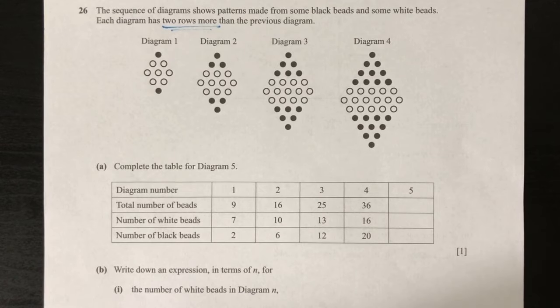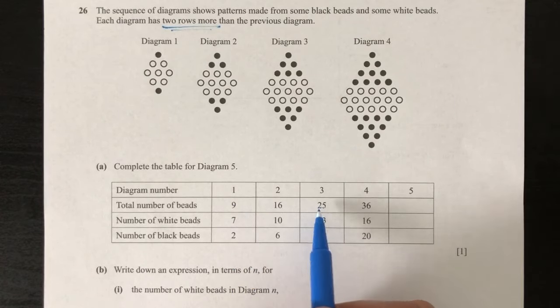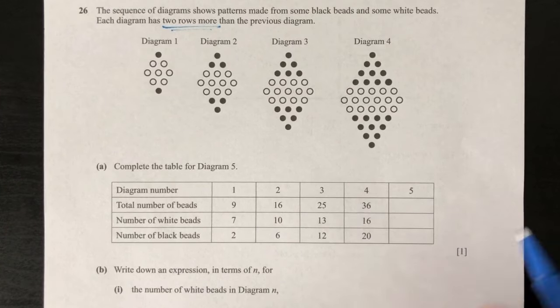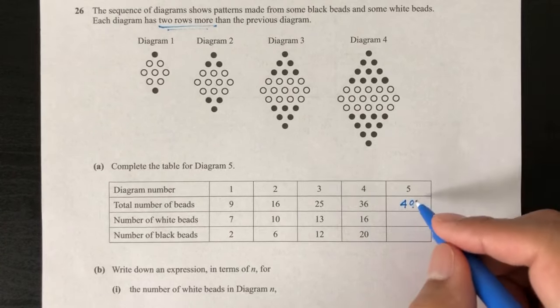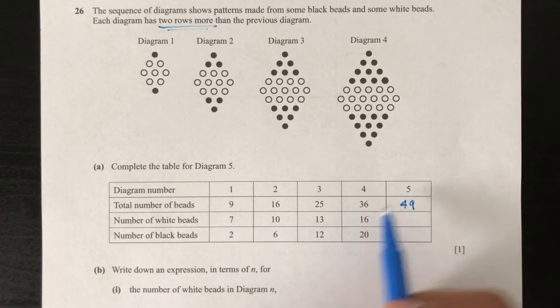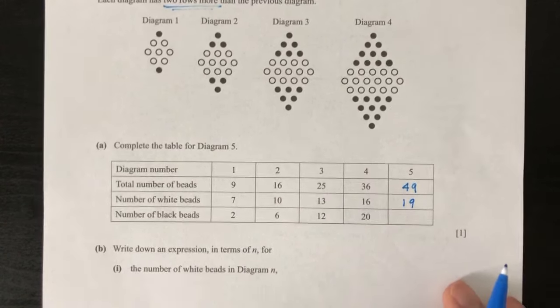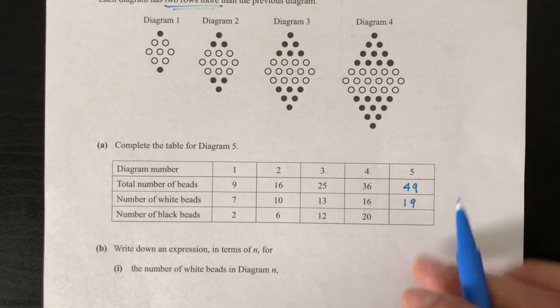By observation, it is 9, 16, 25, 36. It is square numbers, so the next one will be 49. Now this one is increasing by 3: 3, 3, so that should be 19. And the last one is just this minus this. That will be 30.